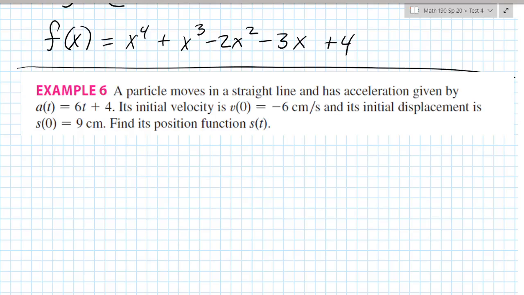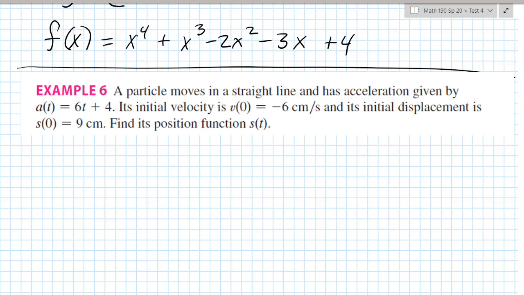A particle moves in a straight line and has acceleration given by a of t equals 6t plus 4. Its initial velocity is v of 0 equals negative 6 centimeters per second, and its initial displacement is s of 0 equals 9 centimeters. Find its position function s of t.